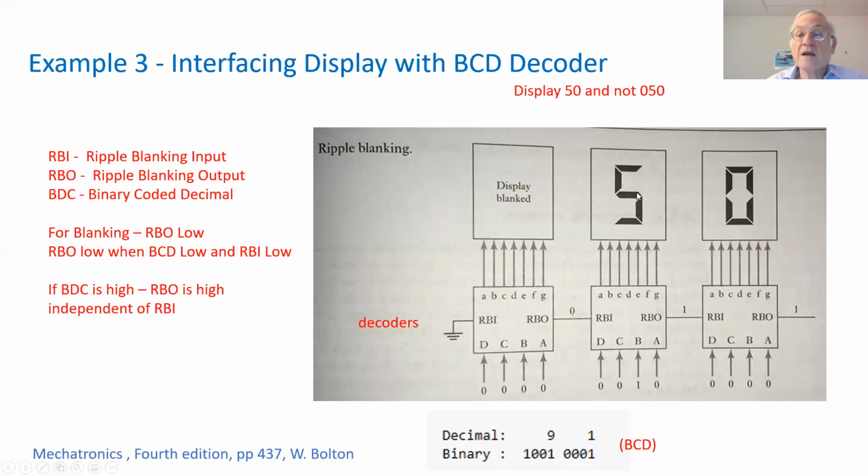So in order to get a display, both the RBO and the BDC have to be high. So we have over here the RBO high, and we have the RBI on. The BDC is high, and also the RBO is high. So in this case, we also get a display here on this digit.